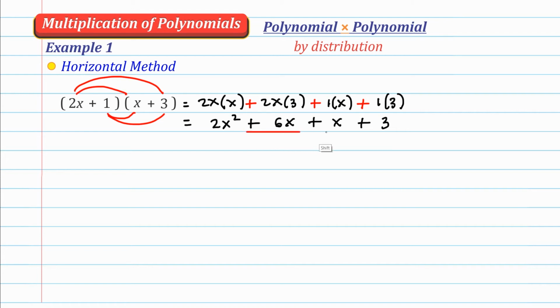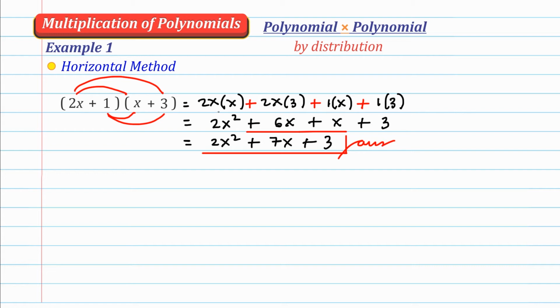We have 6x and positive x. So, doing that, we have 2x squared. What is 6x plus x? It is 7x. And then plus 3. So, finally, we have the product of 2x plus 1 times x plus 3, and that's by using the horizontal method.